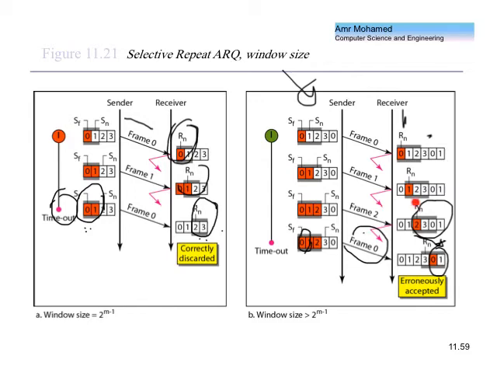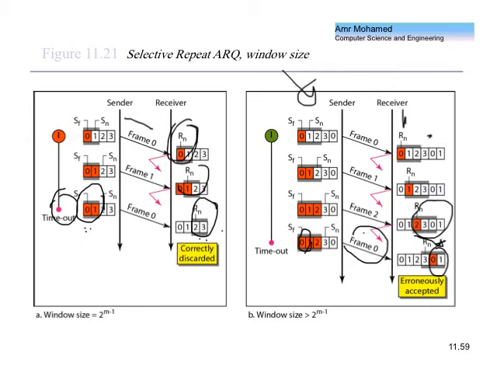Because the receiver has slid the window, it accepted this frame 0 and put it in the future frame 0. So this will corrupt the whole thing. Right? This will cause the synchronization between the sender and the receiver to be totally missed.